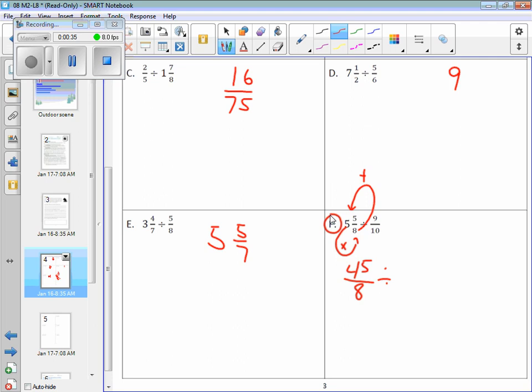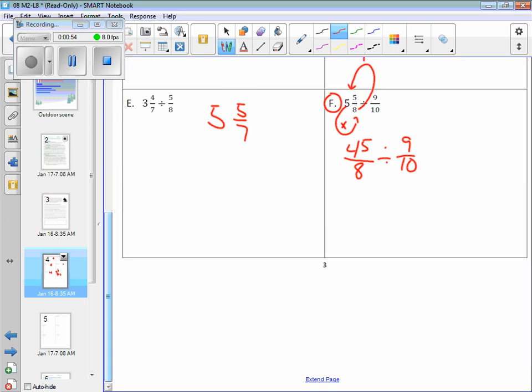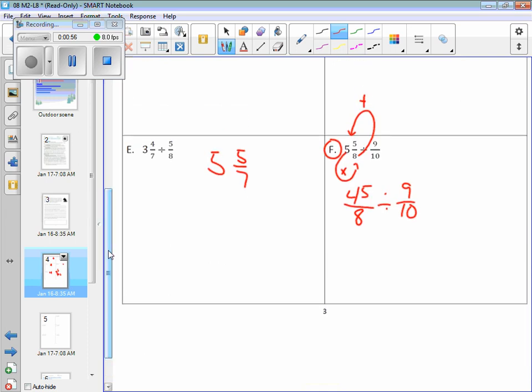I don't want to do keep, change, flip, and mixed numbers to improper fractions all in one step. Take it step by step. Do the improper fraction, write everything down as is after that, and let keep, change, flip be its own step. We keep the first fraction as is. We change division to multiplication. We turn 9/10 upside down.